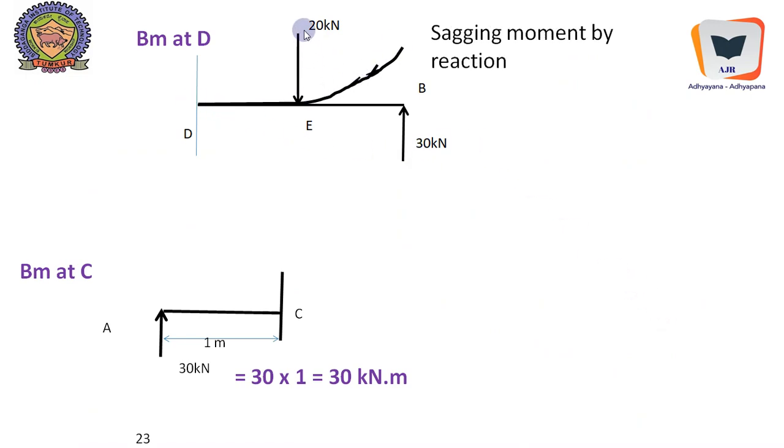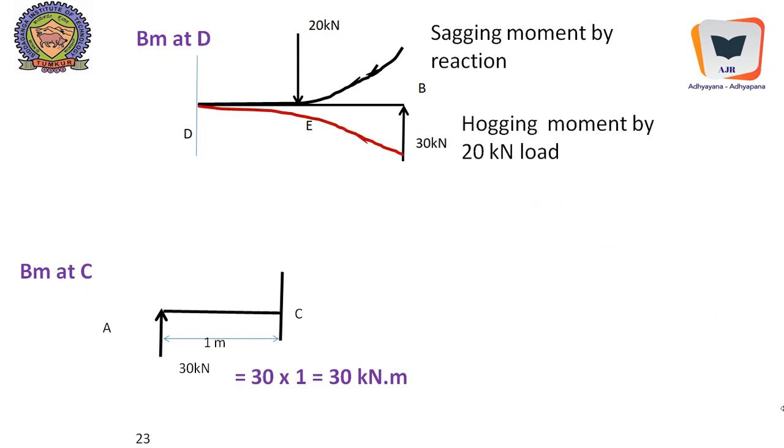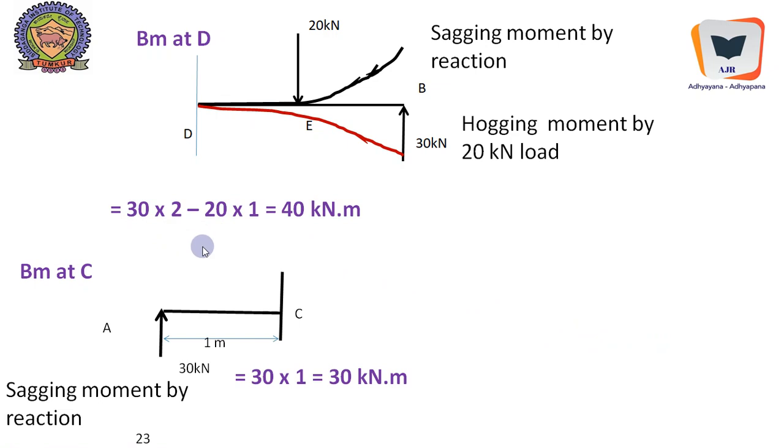And if you come over here, bending moment at D, due to this reaction the beam will sag up, and due to this load the beam will hog down. So sagging moment by reaction, hogging moment by the 20 kilonewton load. If you just culminate the effect, it is 30 into 2, positive sagging bending moment, 30 into 2 moment Rm, minus 20 into 1, 40 kilonewton meter. And at C, there is no need to come from the other end. We can move. This is the luxury, this is the flexibility while we compute bending moment.